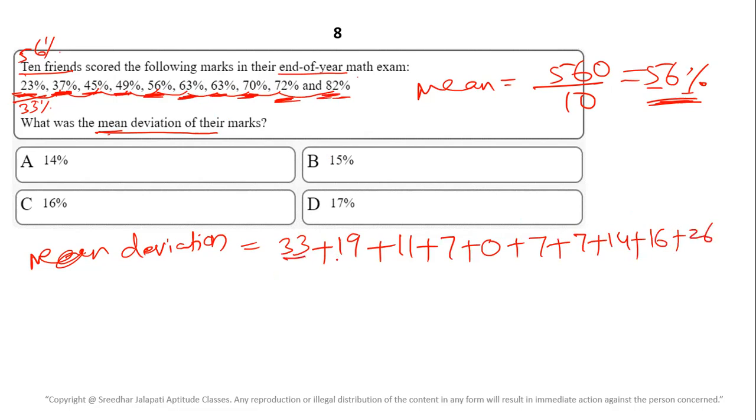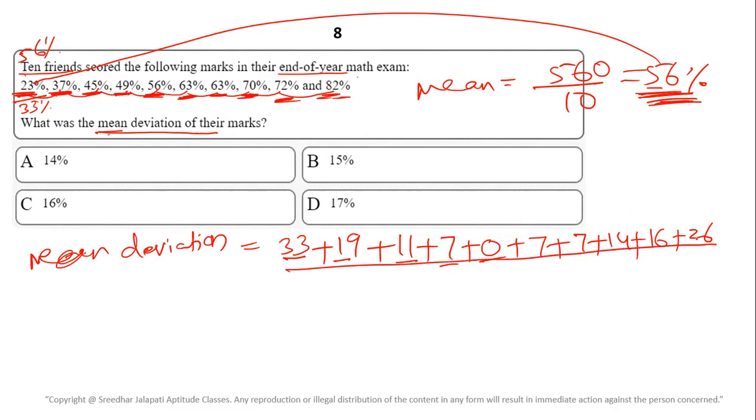So these are mean deviations of each element from the mean. Mean is 56, so we are finding the deviation of each element from the mean, right? Like 56 minus 23, 56 minus 37, 56 minus 45, and now you need to add all these mean deviations and divide the sum by the number of elements, again 10, because there are 10 friends, right?